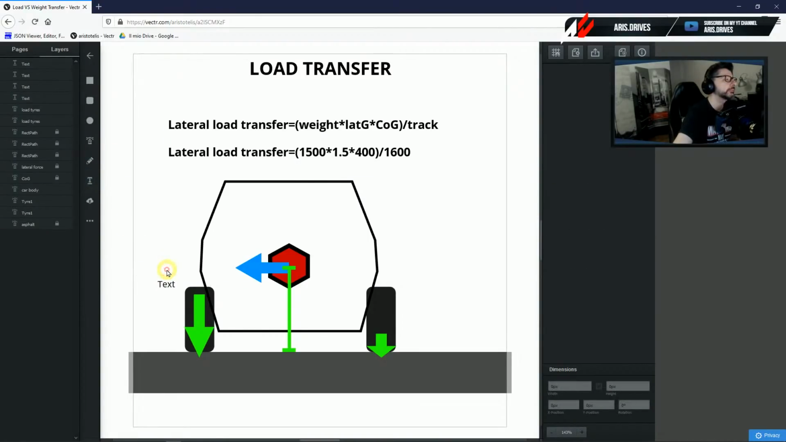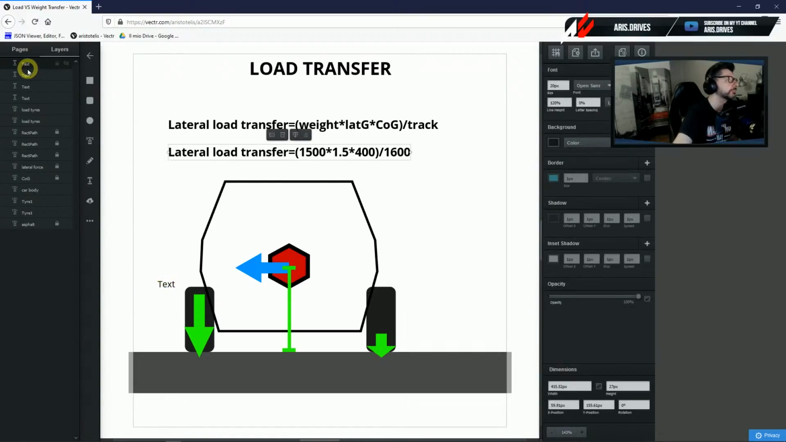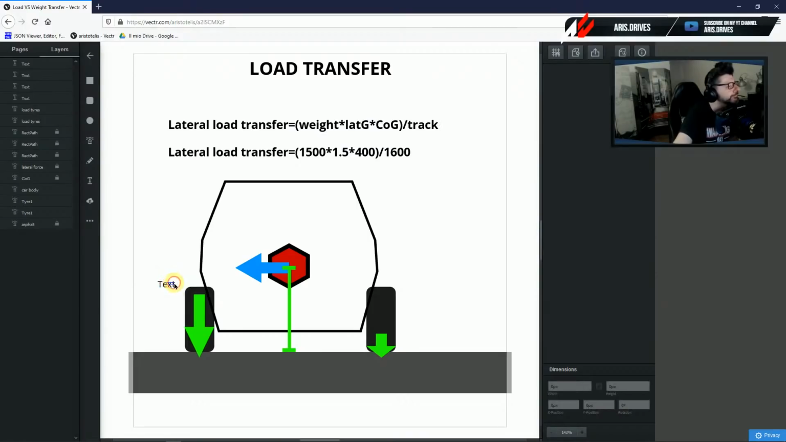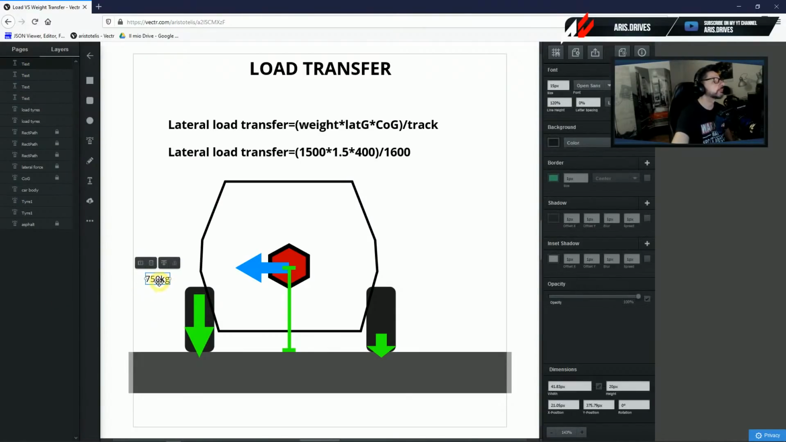Normally, here, you're going to have... Let's try it again. Text here. So normally you have here 750 kilos, okay, like this, and then you have another 750 kilos on the other side. Okay, that is the car stationary.